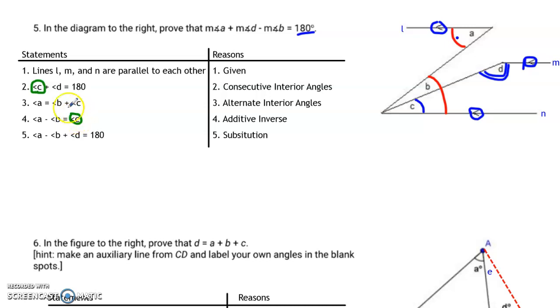Why did I do that? Because remember in my original equation, I wrote angle C plus angle D is equal to 180. If I substitute this part into this equation, I get angle A minus angle B plus angle D equals 180. That's exactly the same as this equation with a little rearrangement going on in here, right? Negative B, positive D, positive D. So I've proved it because this statement that it says in the prove is my last statement.